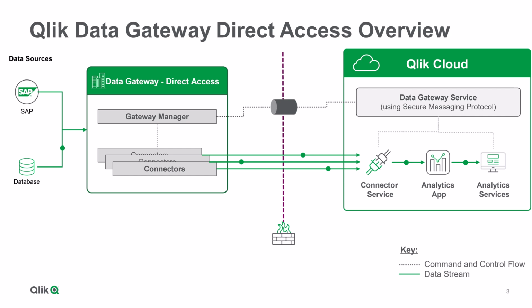A unique key pair is established for each Direct Access Gateway server connected to the Qlik Cloud tenant. This key pair is used for authentication and for end-to-end data encryption on top of the HTTPS transport level encryption.